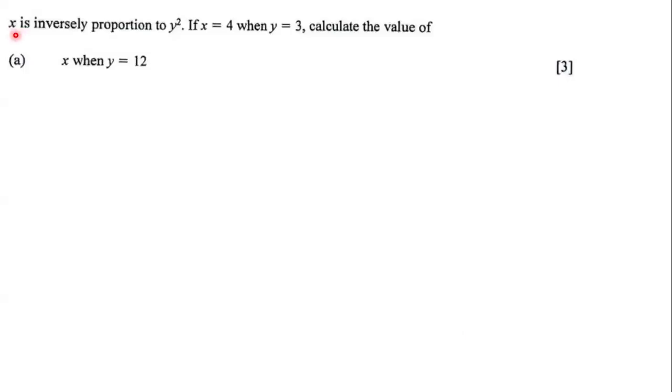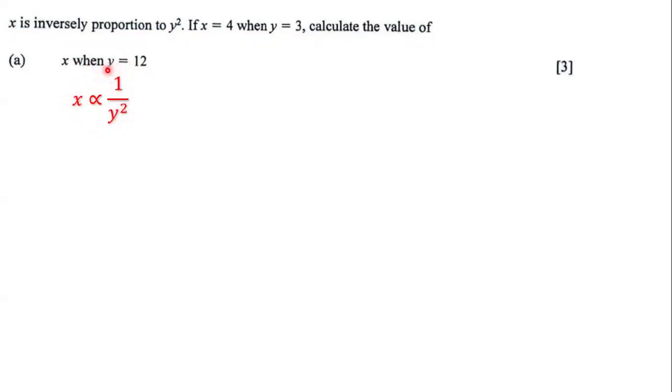Here, it says that x is inversely proportional to y squared. If x is equal to 4 when y is equal to 3, calculate the value of x when y is equal to 12. Now here, it says that x is inversely proportional to y squared, and the way we represent that is in the following way. X is inversely proportional to y squared, and this is how we write it.